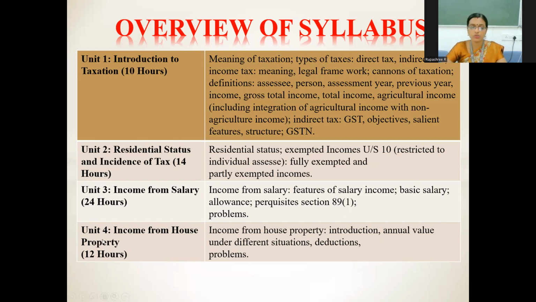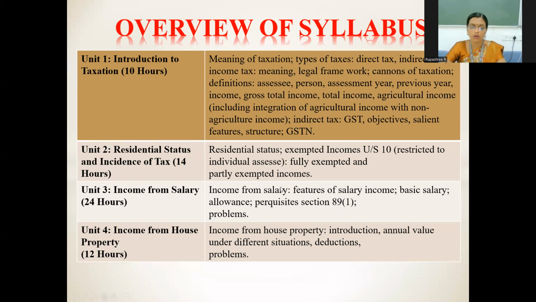Coming to the last unit, unit number 4, it covers income from house property. Now, as I told you, if you are an individual and you own a house property in a particular city, then how the income that you earn from the property is put to tax is what we are going to deal with in unit number 4. Here we will learn about the deductions that an individual can claim under income from house property. How do you calculate gross annual income? How do you calculate net annual income? And we will also understand the various deductions available under income from house property for the purpose of computation of taxes.